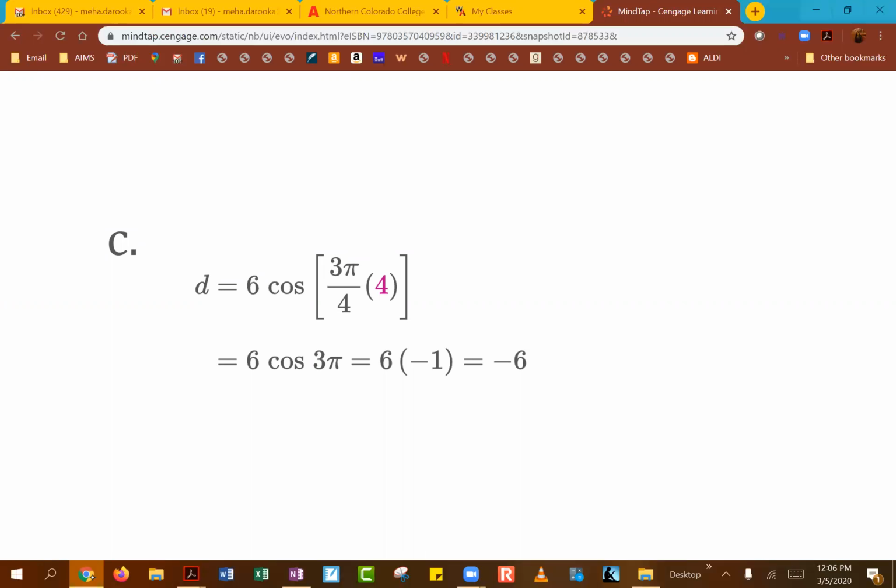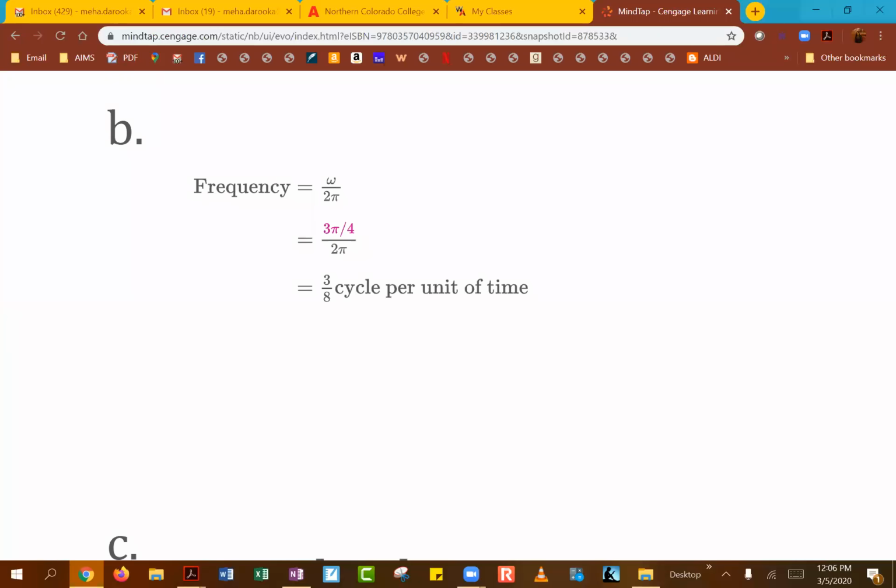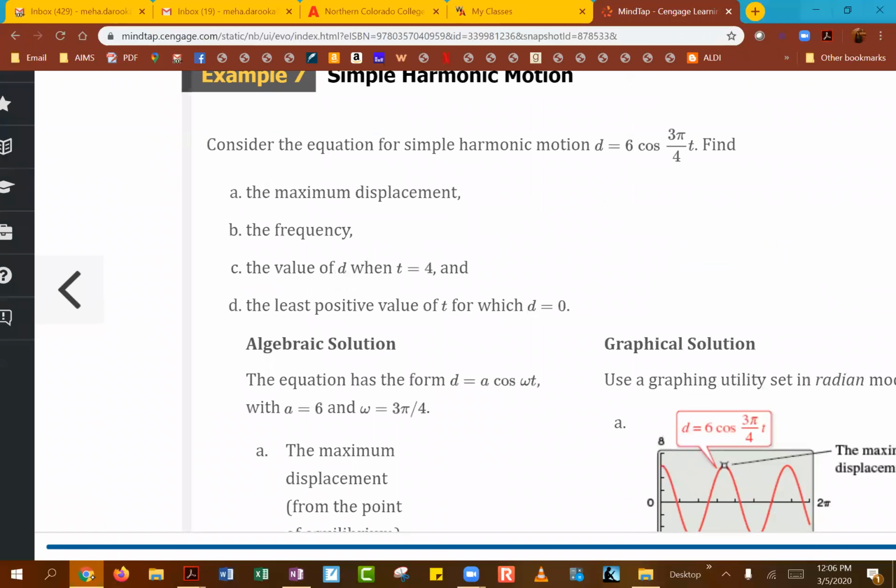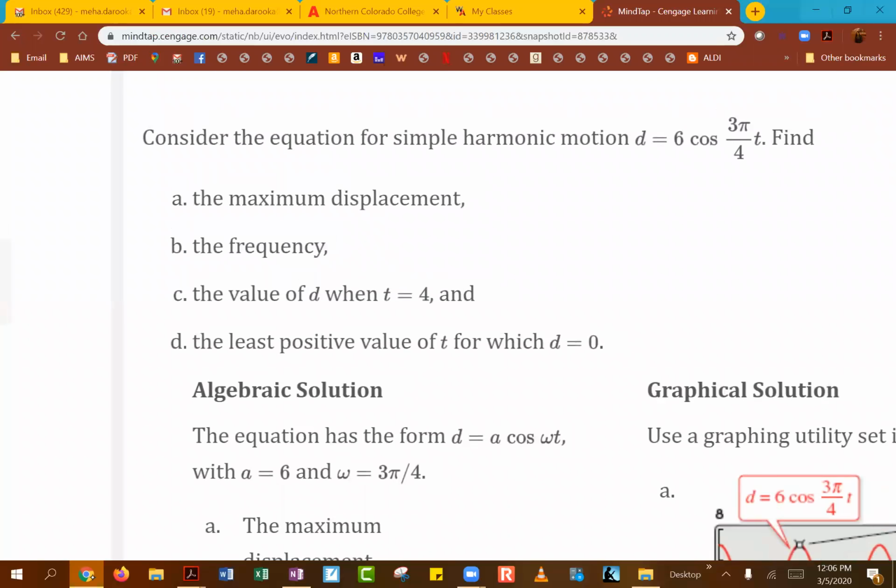Alrighty. Okay, we'll just do the example from here. They're asking us to figure out, once you have the equation, 6 times cosine of 3 pi over 4 t, what the maximum displacement is. Of course, we know the maximum displacement comes from the amplitude, right? So that's going to be 6 units. It's positive 6 if you are above 0, negative 6 if you are below 0.